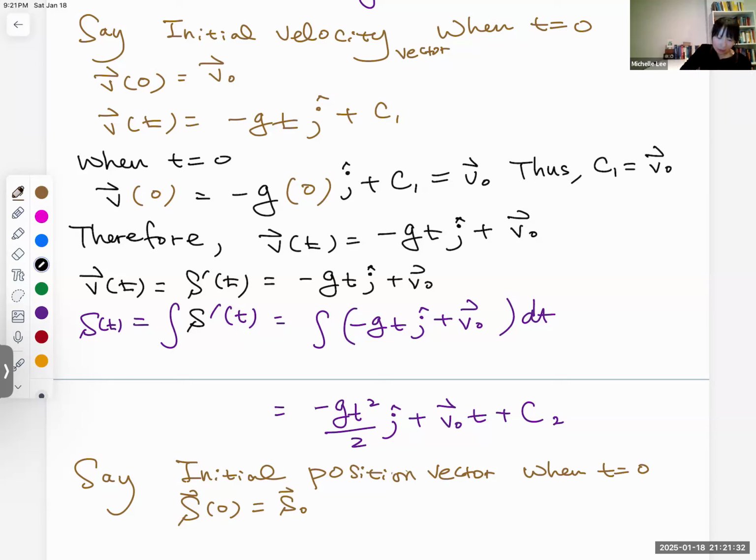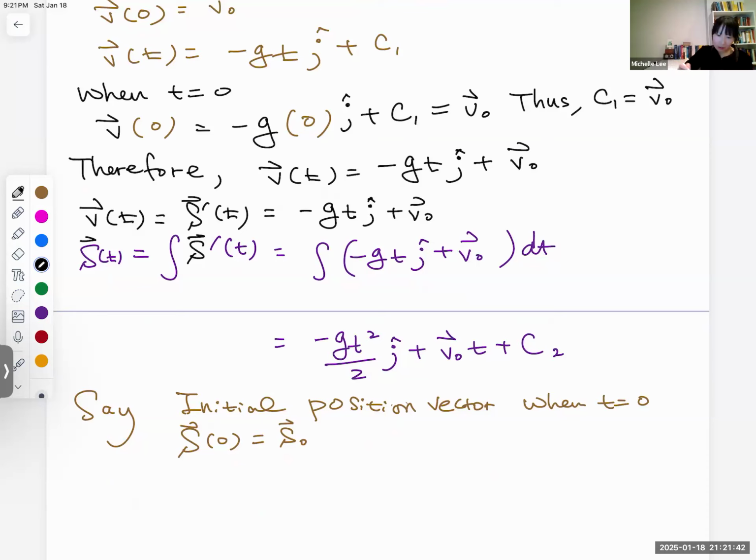So, okay. Then we have s of t equal to that, right? I'm checking the recording. Okay. Always worry. So s of t. Ooh, sorry. s of t equal to negative g t squared over 2 j hat plus v naught t plus c sub 2.